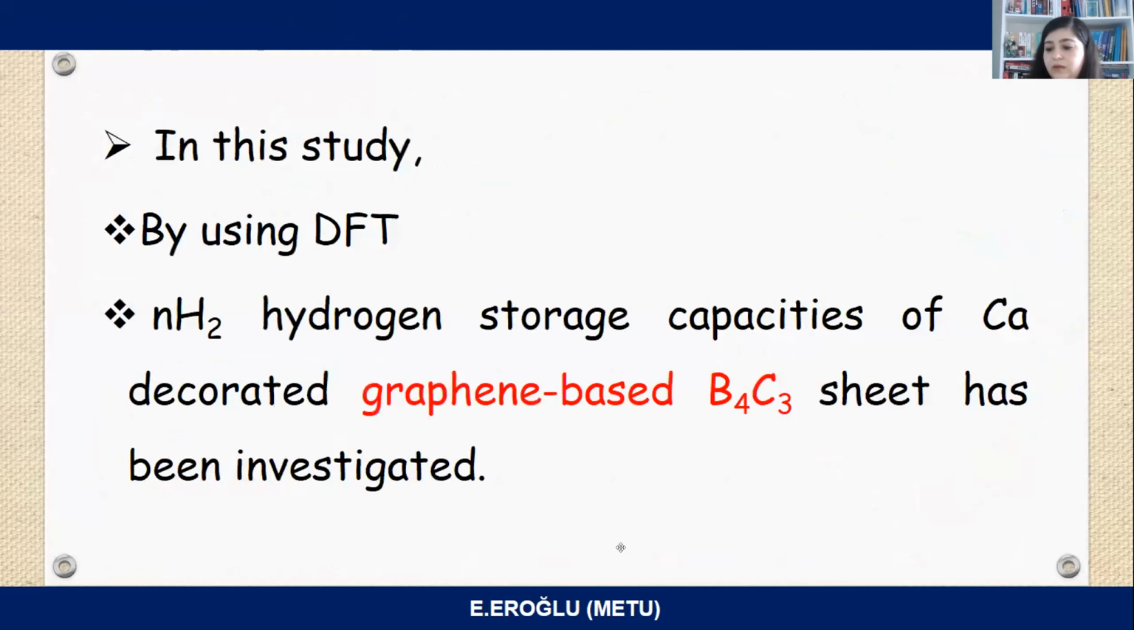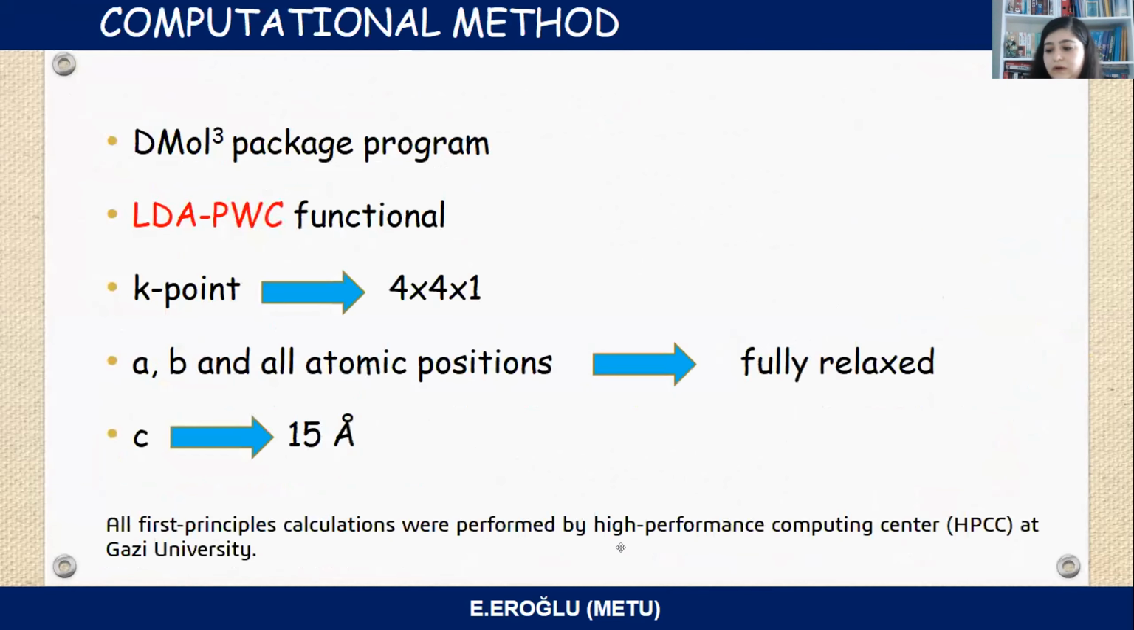In this study, by using density functional calculations, the hydrogen storage capacity of a calcium-decorated graphene-based boron carbide sheet has been investigated. We use the SIESTA package program with the LDA PZ functional for all calculations, and the cutoff is set to 441. During the optimization, while the two dimensions A and B of the unit cell and all atomic positions are fully relaxed, the vertical dimension C is kept constant at 15 angstrom to avoid periodic interaction. All our calculations were performed at the high-performance computing center at Gazi University.